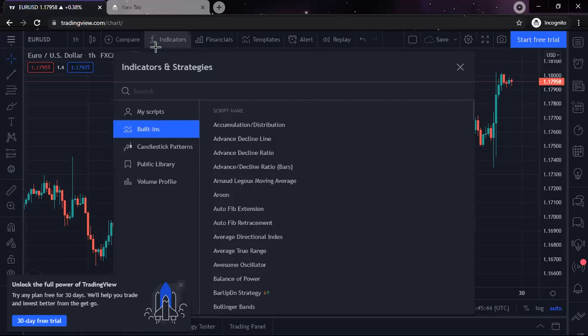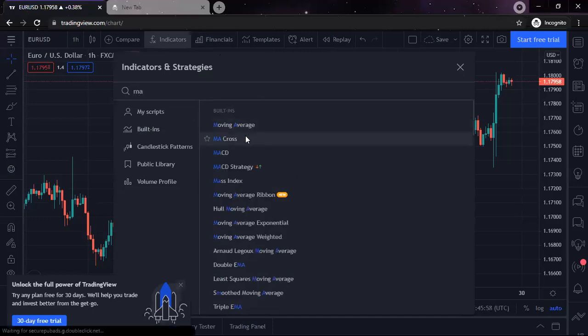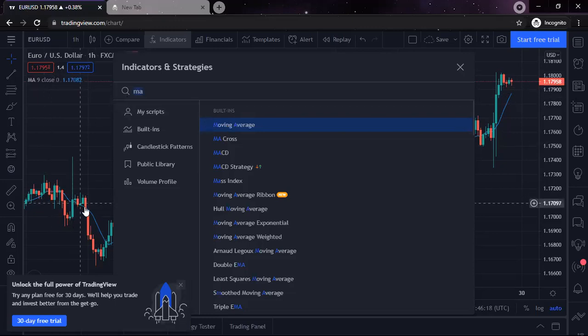There will be a menu. So you have to search the type of indicator you are looking for. But today we are looking for MA, moving average. So we type in just MA. Over here, we have moving average, we have MA crosses, MACD strategy. So we go in for what we are looking for, MA. So the first MA is on our screen. After we click on the MA, it will be automatically added to our screen. You can see it here, blue.